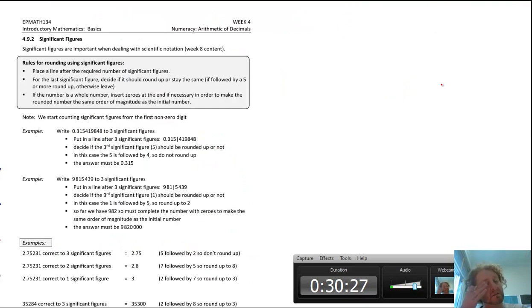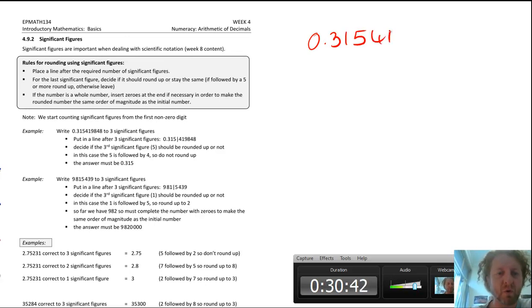Significant figures, you can round large numbers, okay, whole numbers can be rounded. Firstly, we start off with decimals anyway, because it can be used for both. The first example talks about 0.315419848 and goes through the steps of how do we round that to 3 significant figures. Now the first rule of significant figures is you don't start counting significant figures until you hit your first non-zero.